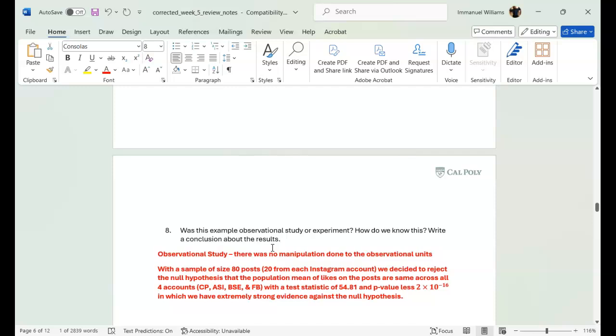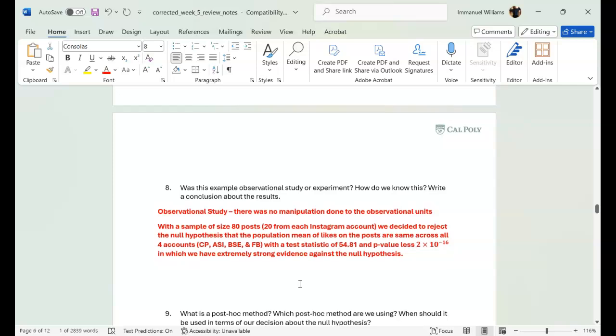Right, the conclusion. So then this is the conclusion. With a sample size of 80, 20 from each, we decided to reject the null hypothesis that the population means are the same. The test statistic is so large and the p-value is so small, so we have extreme evidence against the null hypothesis.